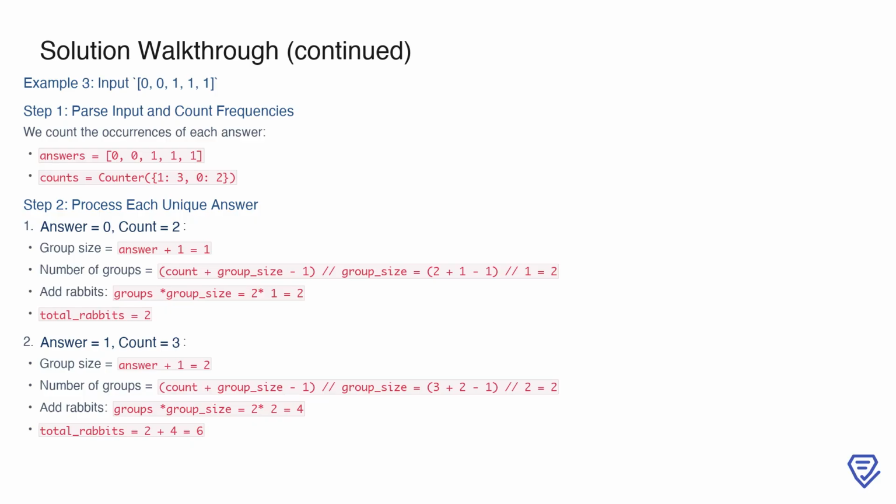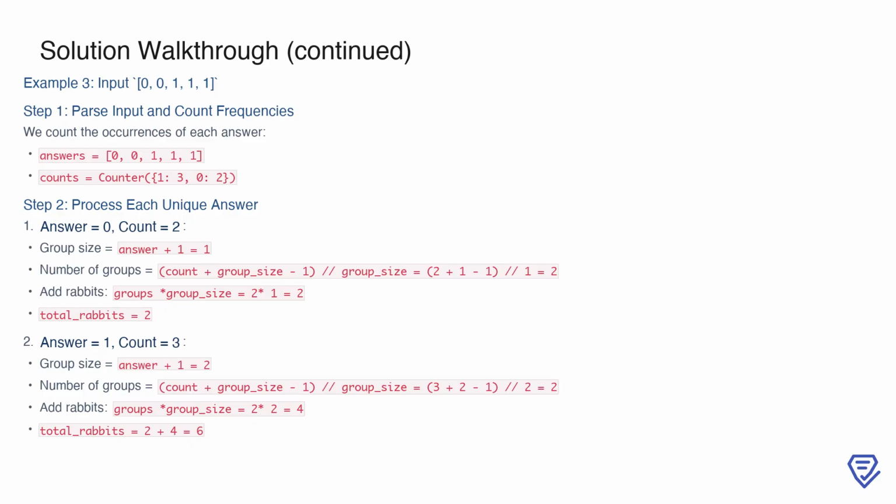Now, moving to the answer 1, which has a count of 3, the group size is answer plus 1, which equals 2. With 3 rabbits reporting this answer, the number of groups is calculated as (count + group_size - 1) / group_size, giving us (3 + 2 - 1) / 2, which equals 2 groups. Each group contributes group_size rabbits, so we add 2 * 2 = 4 rabbits to the total.